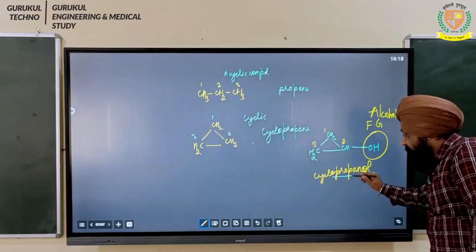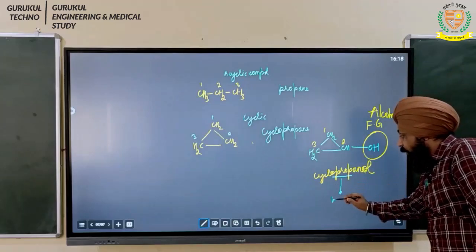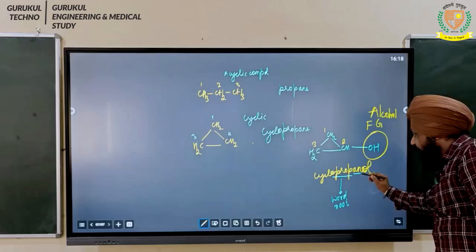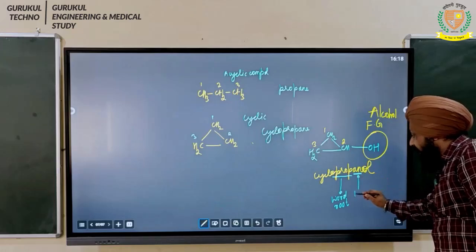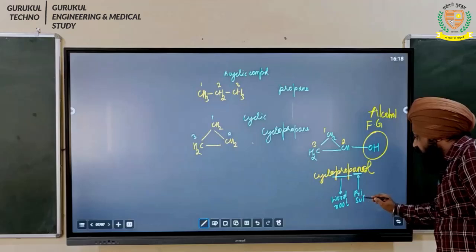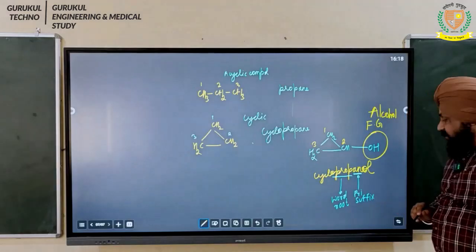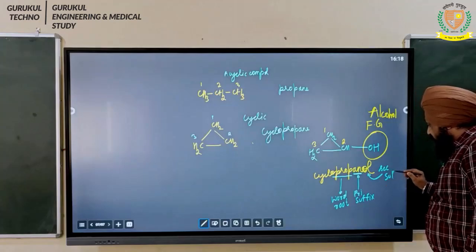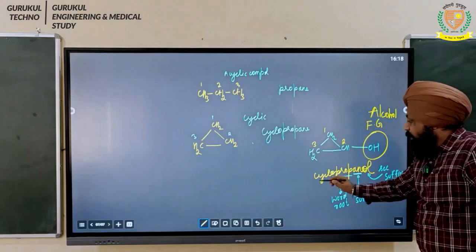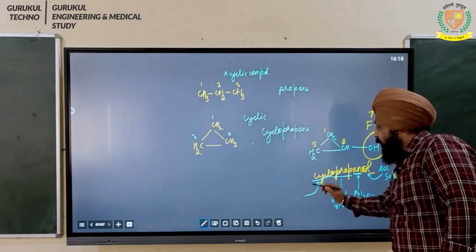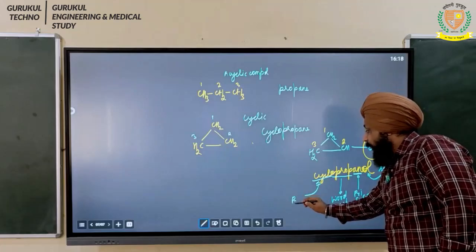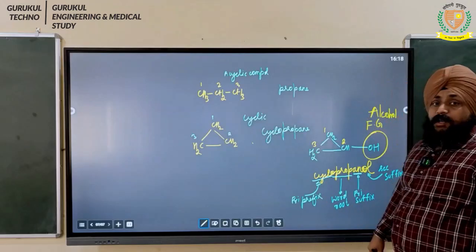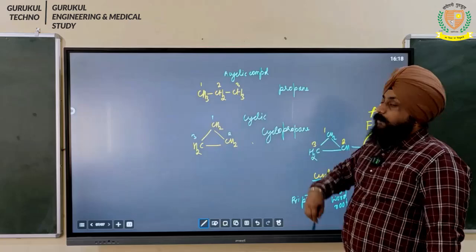See, students, what is happening here? This is going to be my word root over here. This is word root. This is my primary suffix. This one is going to be the secondary suffix, and here we have something called the primary prefix.